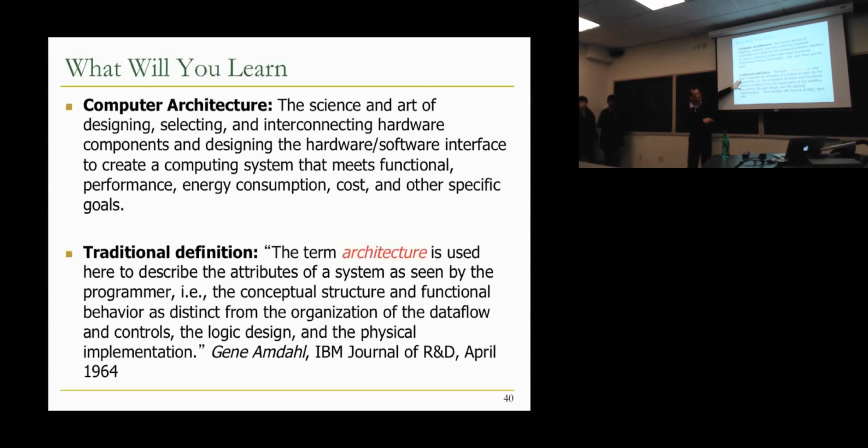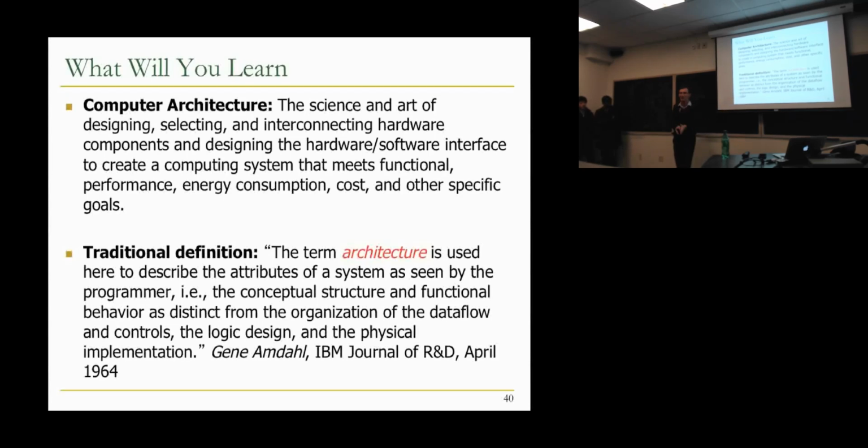And this is Amdahl's, Gene Amdahl's definition. He designed a lot of the computers, including the IBM 360/91, which we will talk about, which had out-of-order execution in it, out-of-order processing of instructions. But his definition was: the term architecture is used here to describe the attributes of a system as seen by the programmer, i.e. the conceptual structure and functional behavior as distinct from the organization of the data flow and controls, the logic design, and the physical implementation.